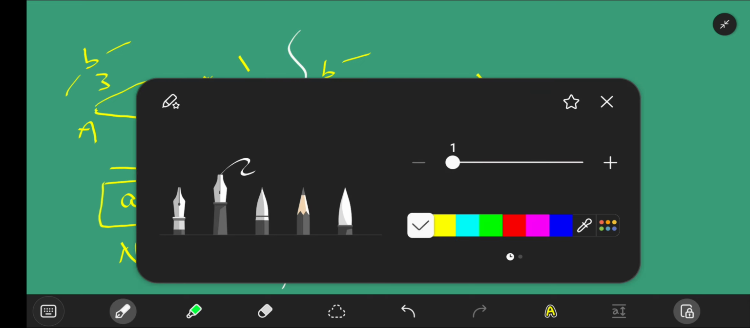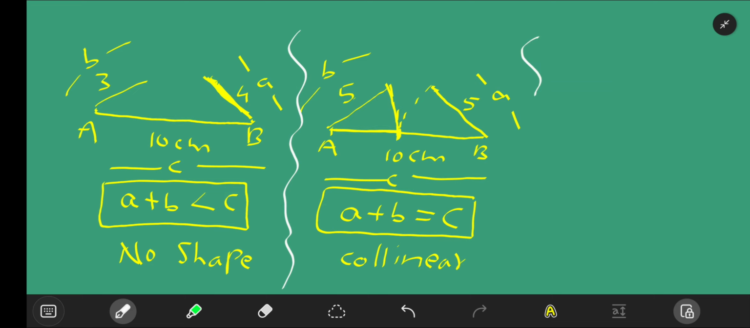Suppose I am taking the same length of line again.